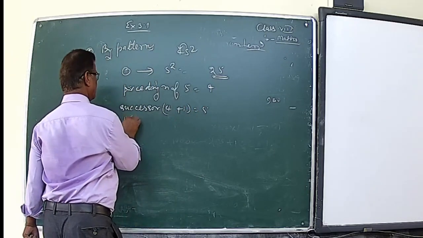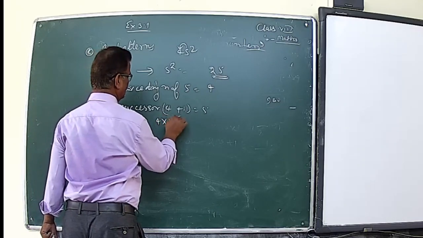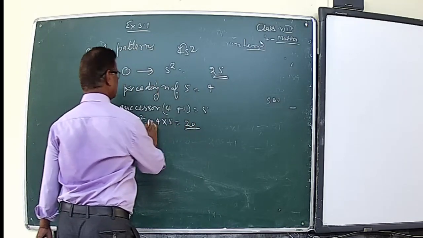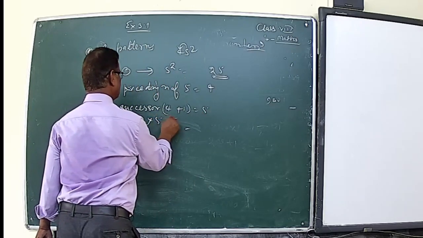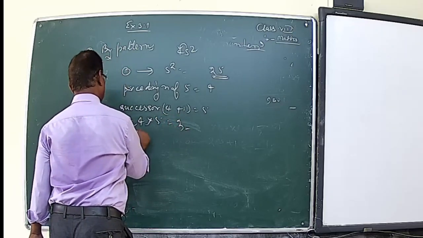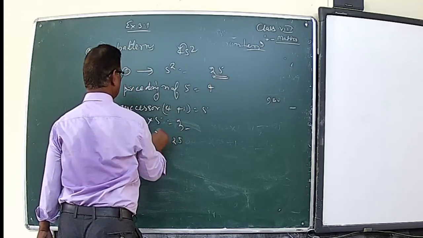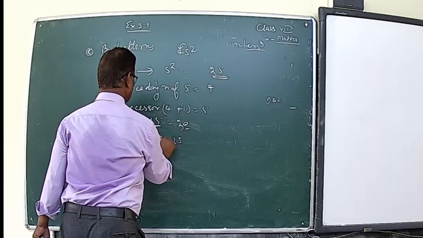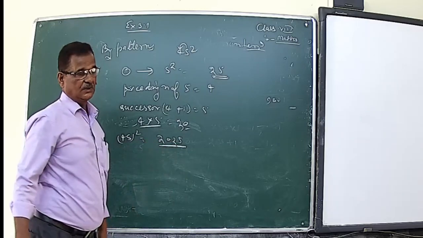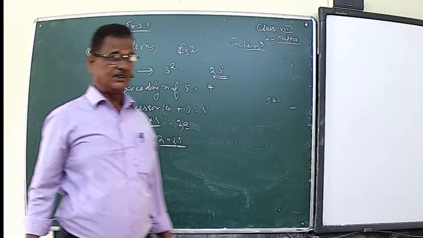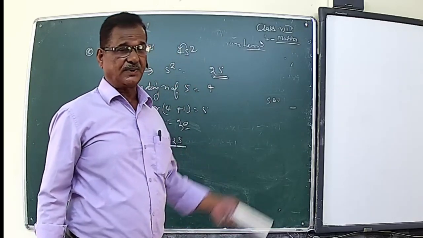Then 45 whole square: 4 into 5 is equal to 20. The last two digits are 25, and before 25 comes the product of these two numbers, which is 20. The square of 45 is 2025. Okay boys, now in the next video I will explain the next method, and I will tell you how to find the square of a number.